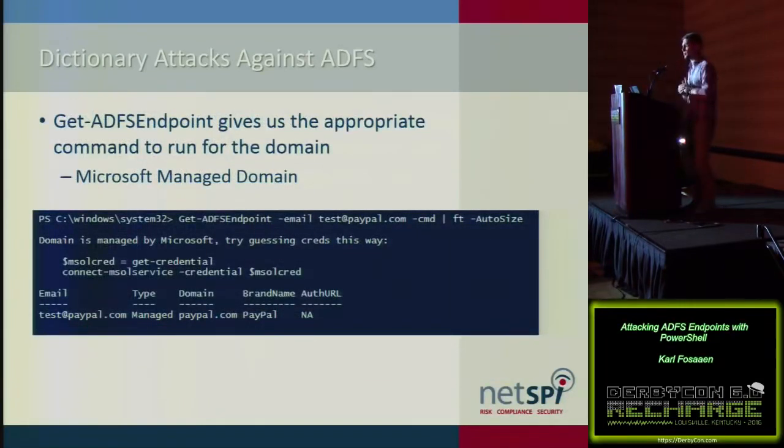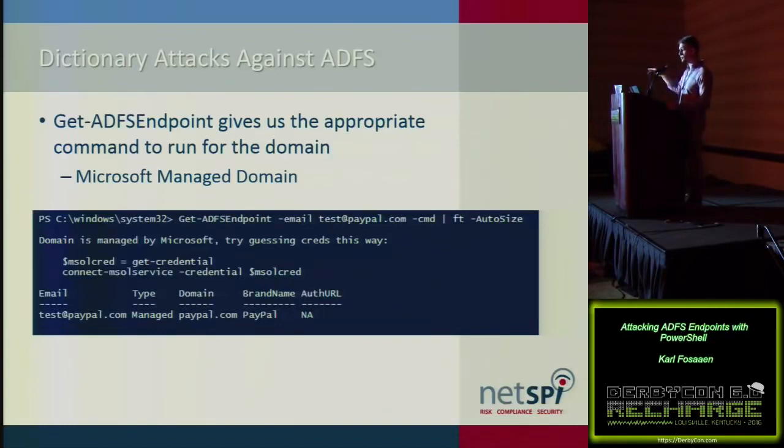So if it's a Microsoft managed domain, we've just been looking at federated domains, we can actually just directly authenticate to Microsoft. Now they probably don't appreciate a ton of failed authentication requests. I'm guessing, I don't know. I haven't heard anything directly from them, but I'm just guessing. So we can wrap this Connect-MsolService with a try-catch to see if we can actually authenticate to the Microsoft Online Services.